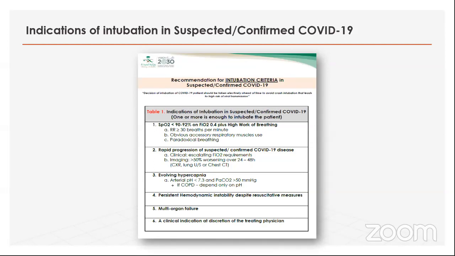This table already, you will find it there in the appendix. And I will go through these 6 indications. So just for you to know, this is not a solid criteria. It is just a recommendation for you as a clinician. The idea behind this is to take the decision of intubation of COVID-19 suspected or infected patient ahead of time, electively ahead of time, to avoid crash intubations. The problem with crash intubation is this will lead to a very high risk of viral transmission.